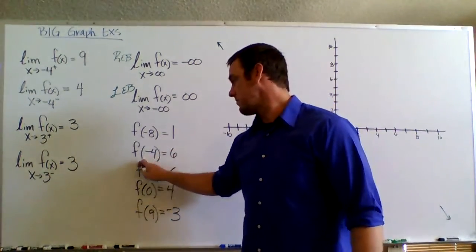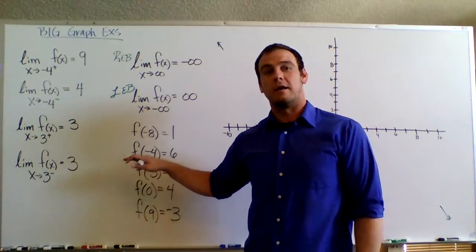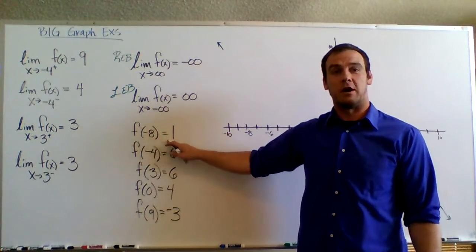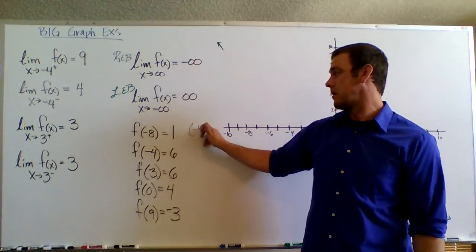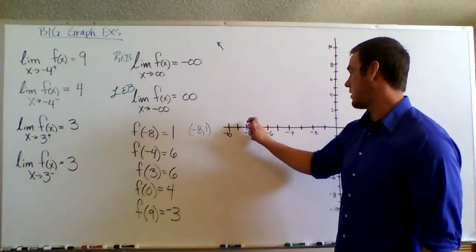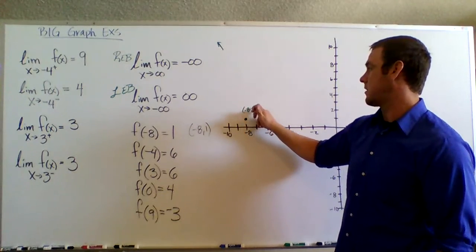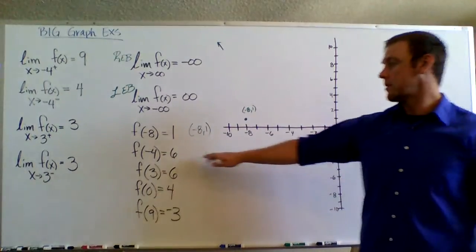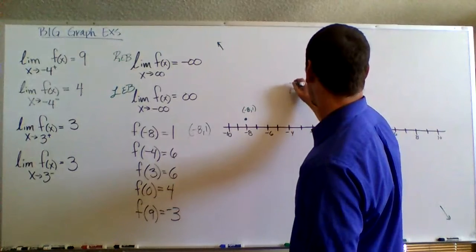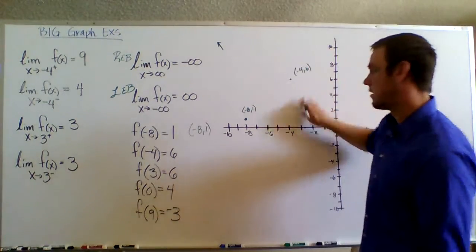Okay, we don't have any limits written on these. They're just a bunch of random points, okay? Let's just go ahead and graph those. So remember, this is your input, this is your output. This is going to represent the point negative 8, 1. So I'm going to go left 8, up 1. Okay, I'm just going to go ahead and label that right now, negative 8, comma 1. Okay, over here we got negative 4, 6. I'm going to go left 4, up 6. Okay, so that's going to be negative 4, comma 6.